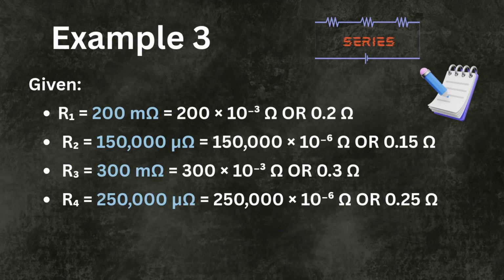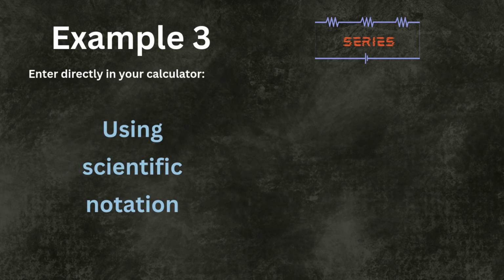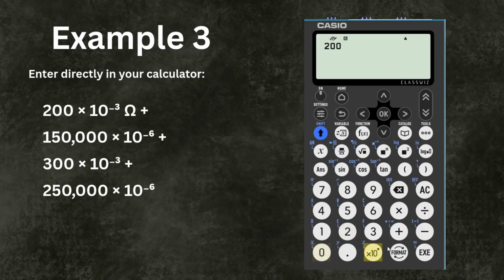Resistance 3 equals 300 milliohms, or 300 times 10 to the power of minus 3 ohms, which equals 0.3 ohms. Resistance 4 equals 250,000 micro-ohms, or 250,000 times 10 to the power of minus 6 ohms, which equals 0.25 ohms. Calculation method 1 using scientific notation.